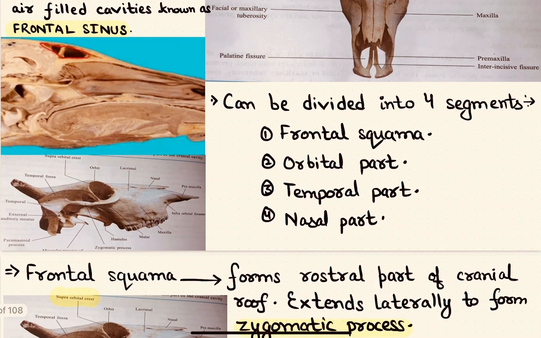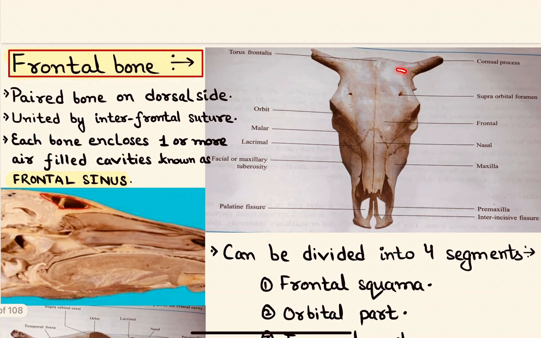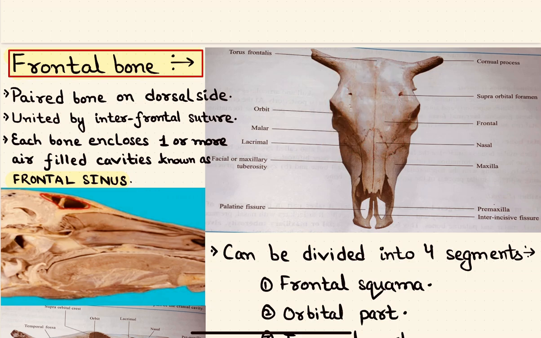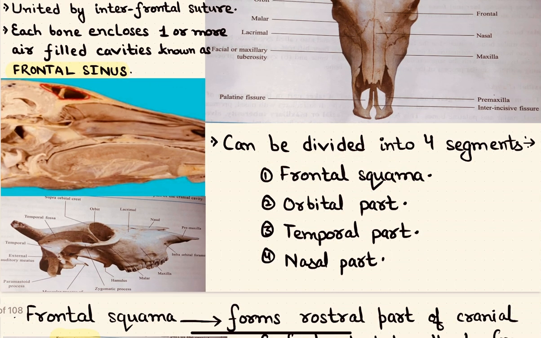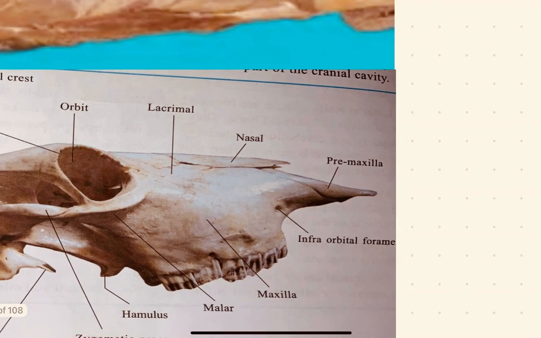Now the frontal bone is divided into four segments. The first one is the frontal squama. On the dorsal aspect, you can see these frontal bones here. The dorsal aspect of the frontal bone is what makes the frontal squama. While talking about the orbital part, the orbit is a cavity where the eye is present, and the majority of the orbit is formed by the frontal bone, like this part. So the region of the frontal bone involved in the formation of the orbit is known as the orbital part.